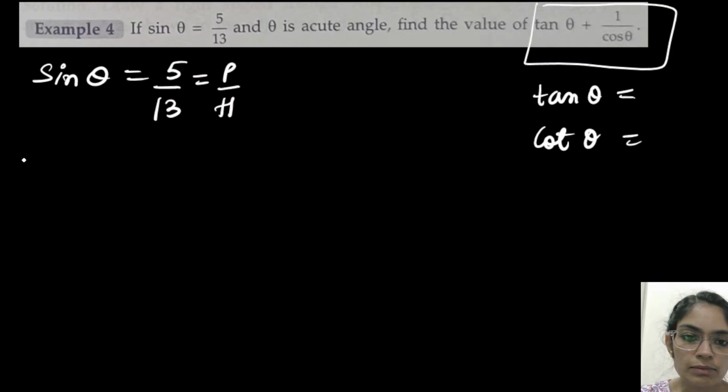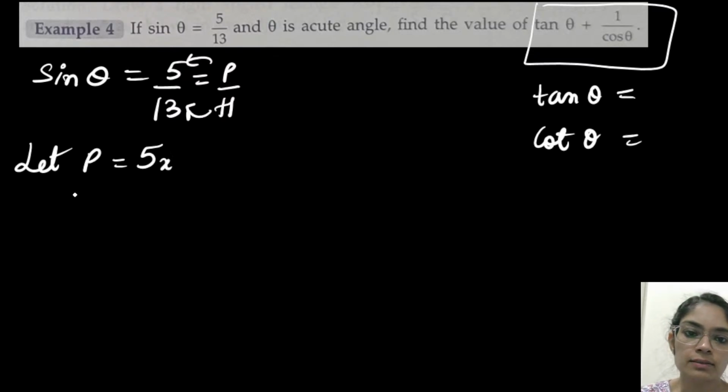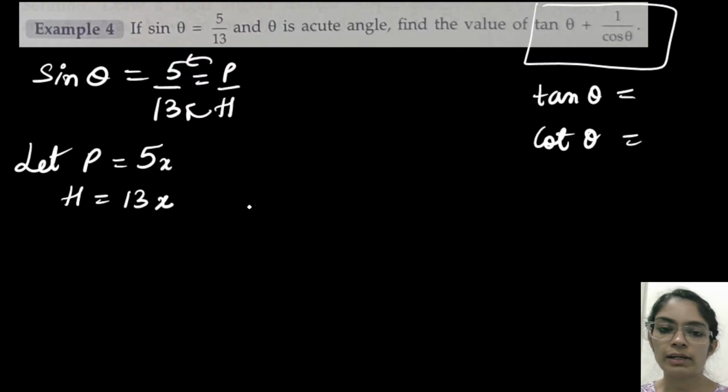So sin theta's value is given to us. Opposite to P, 5 is written, so P we can assume as 5x. And opposite to hypotenuse, 13 is there, so hypotenuse we can assume as 13x. Always you have to assume like this whenever a ratio is given to us. So now we can use Pythagoras theorem.